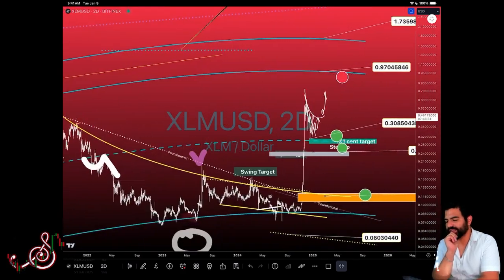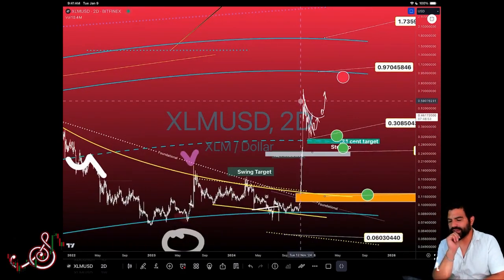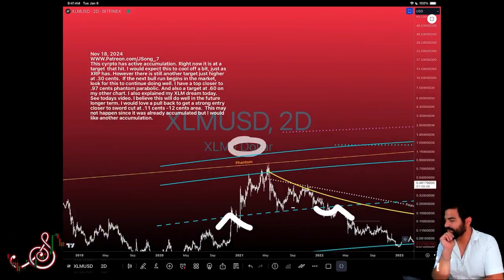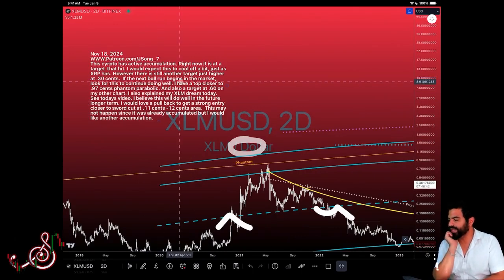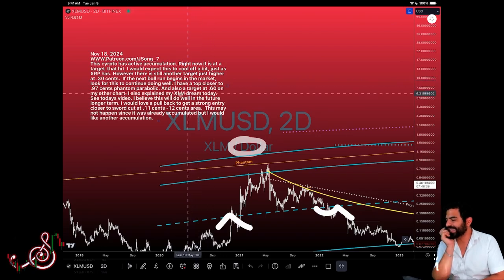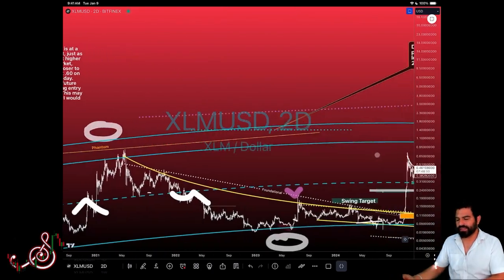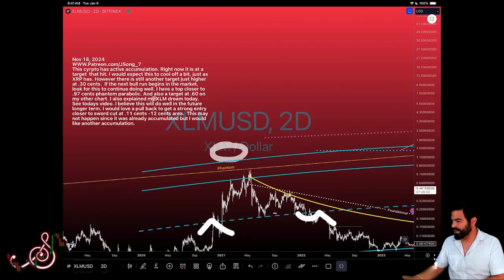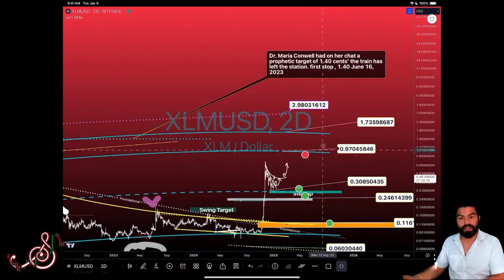That's back when we were here. So we hit all the way up at 60 cents, and then now we're on the underside of that. So that's a little old, back from November. If the next bull run begins in the market, look for this to continue doing well. I also have a top closer to 97 cents. I also have a target at 60 cents on my other chart. So that 60 cents is already hit. And then 97 cents again is that area up there.